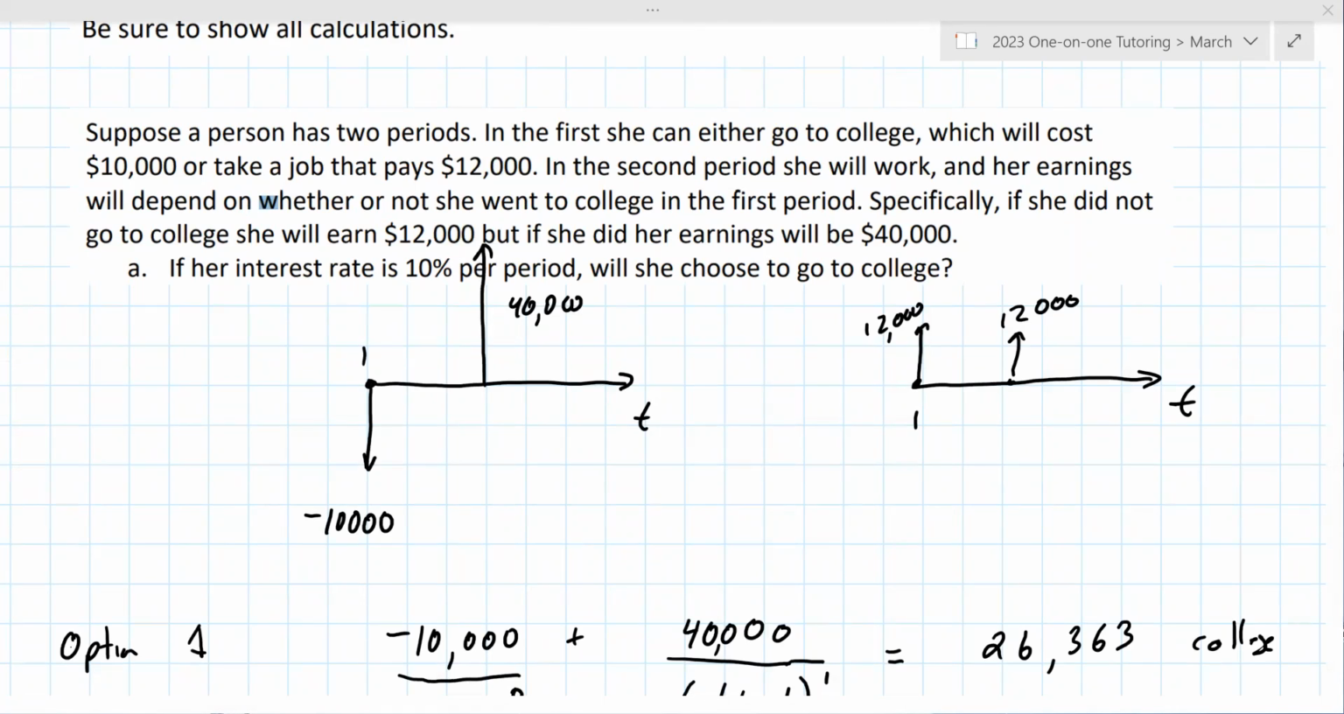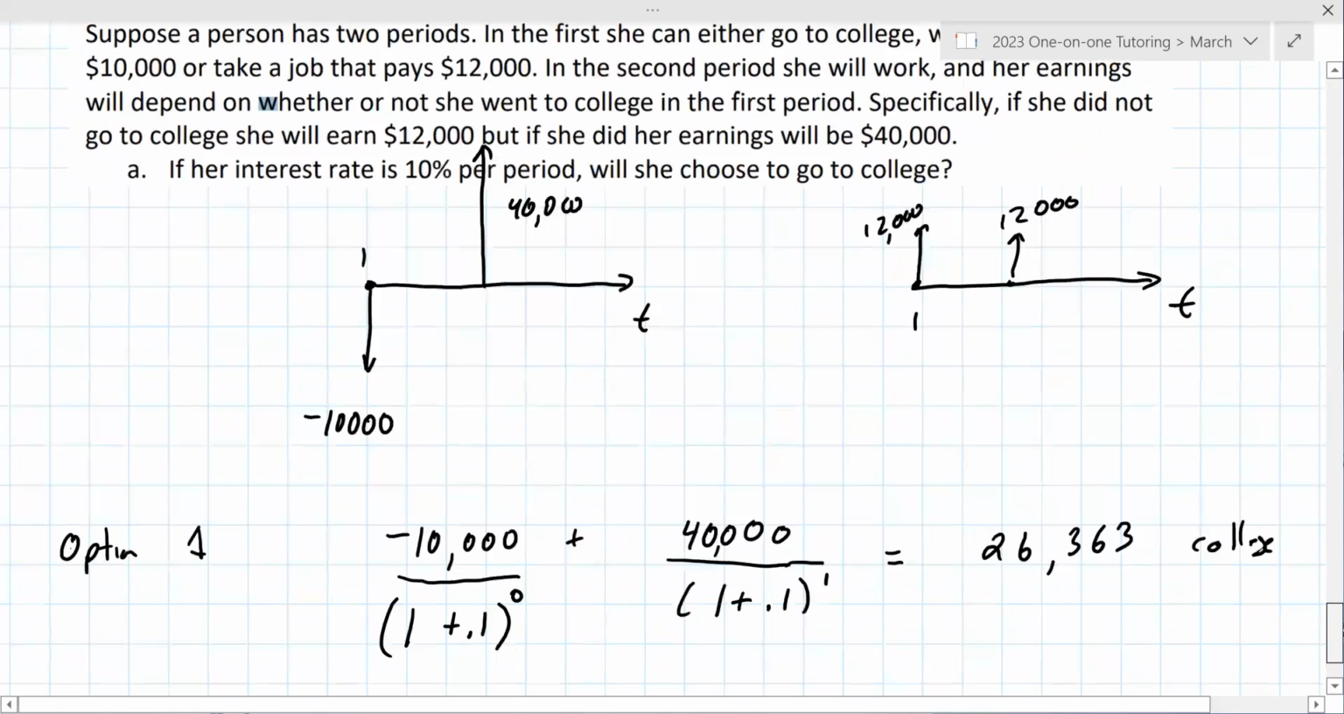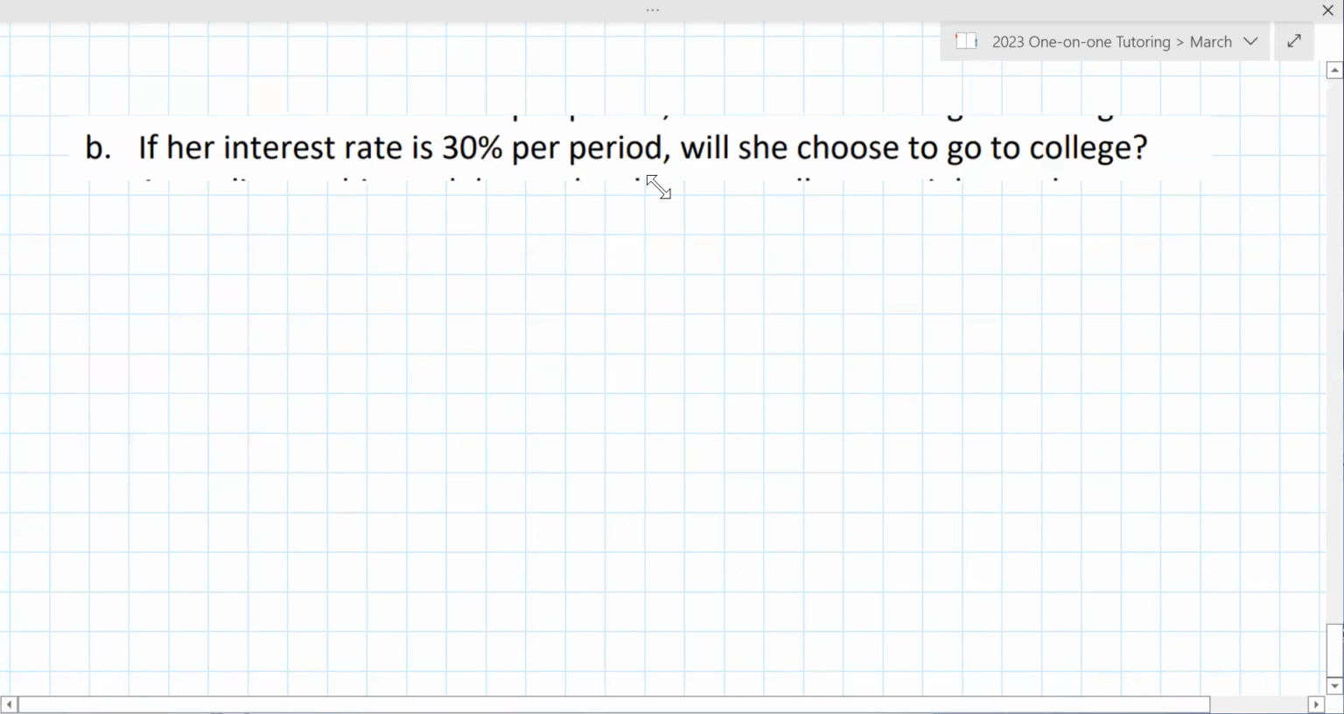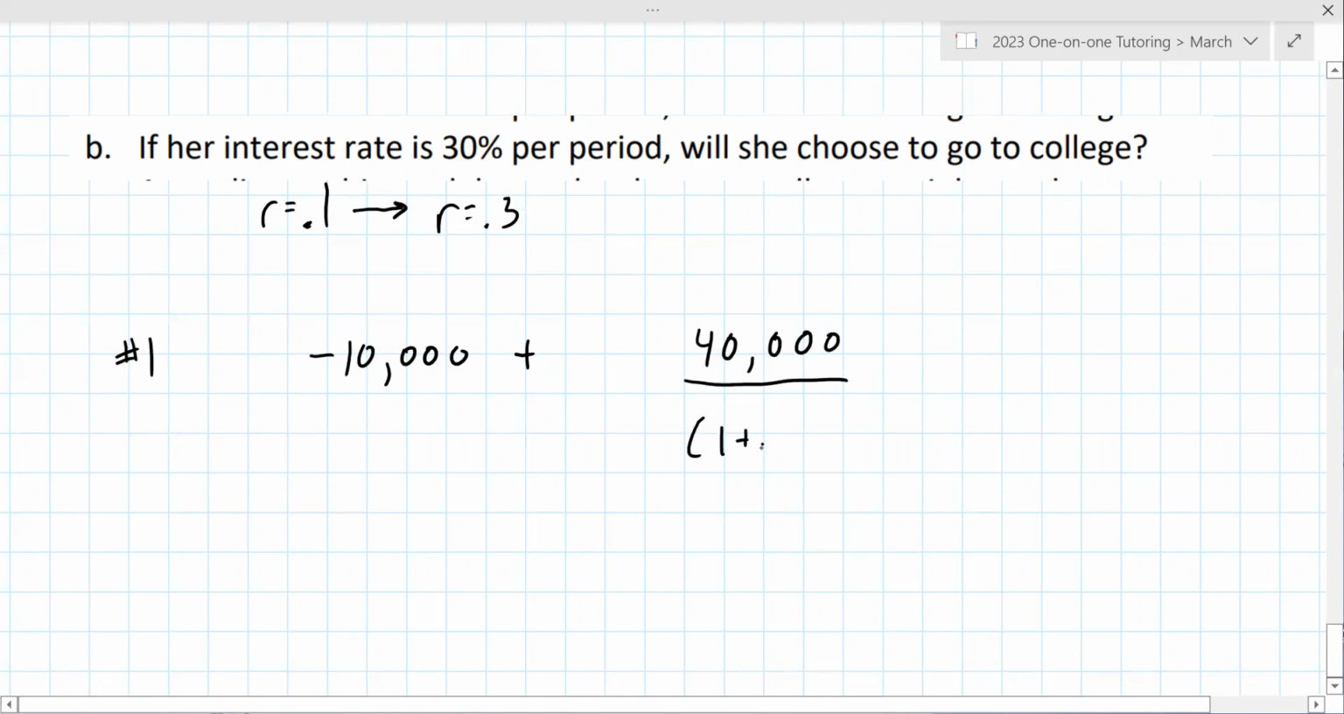Part B is the same scenario with a different interest rate. So it's the same calculations, but with a new value of R. R is now 0.3. There's a very clear pattern here where your instructor changes one thing and you go back and adjust. So in scenario 1, it's minus 10,000 in year 1, cost you, and then you get 40,000 over 1 plus 0.3 to the power of 1.